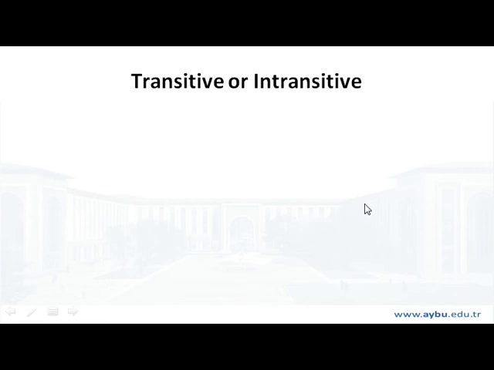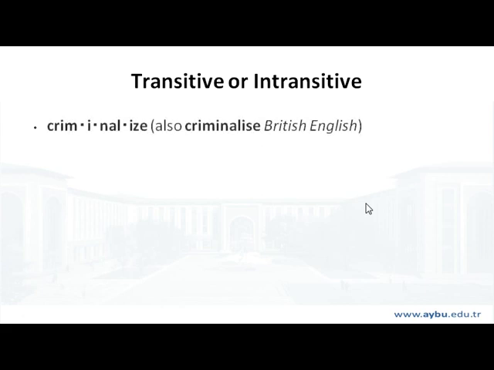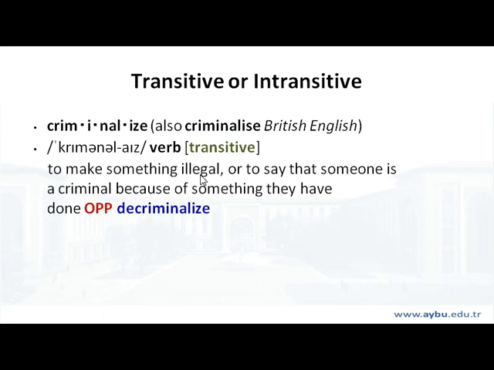And another aspect of this dictionary is transitive or intransitive. Transitive verbs, as you know, need objects. And intransitive verbs come alone. So criminalize, also with a different spelling in British English, is a verb and transitive. To make something illegal or to say that someone is criminal because of something they have done. The opposite is decriminalize.